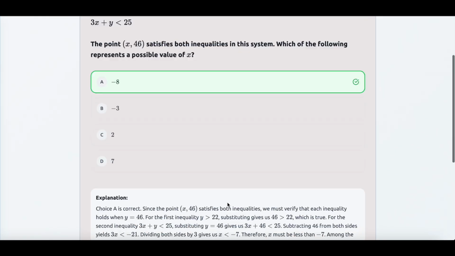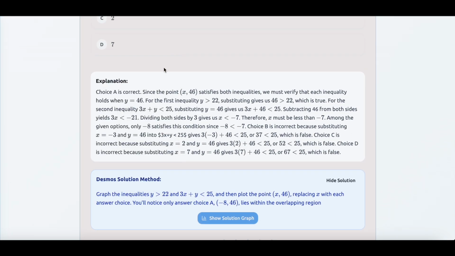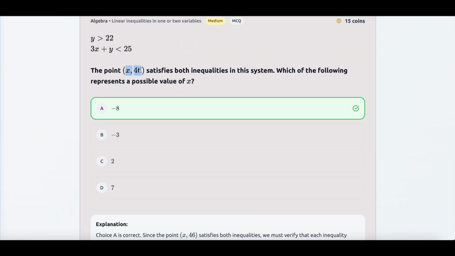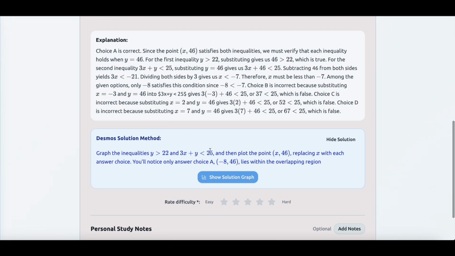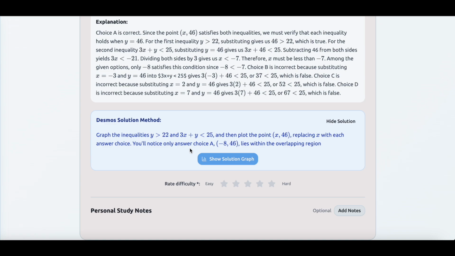There's also a way to solve this one using Desmos. It's easier to do. You graph the inequalities that you're given and then you plot the point x comma 46, which they said is a point that satisfies both inequalities, right? So you graph both inequalities, you plot x comma 46, and then you replace x with each answer choice. So you start off with replacing x with -8, then -3, then 2, then 7, just like we were doing algebraically, except this time Desmos does the work for you. You want your solution to lie within the overlapping region of both inequalities.